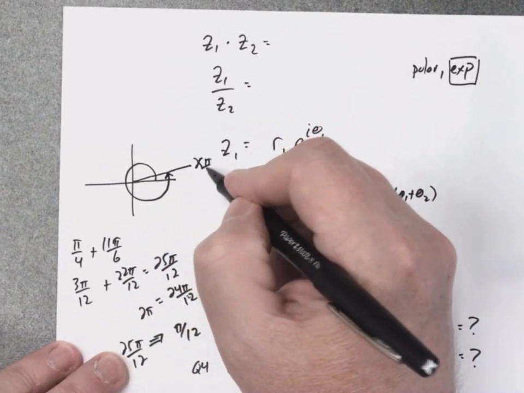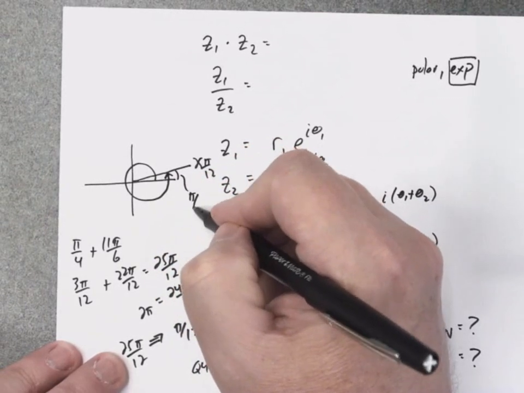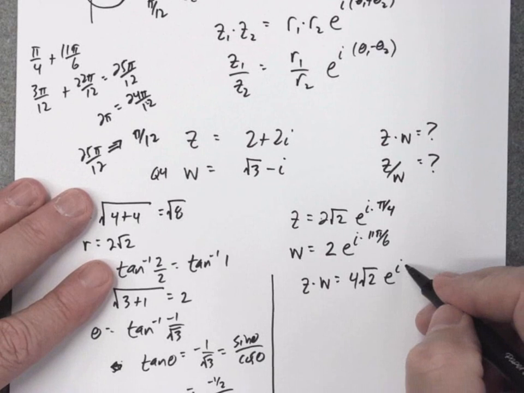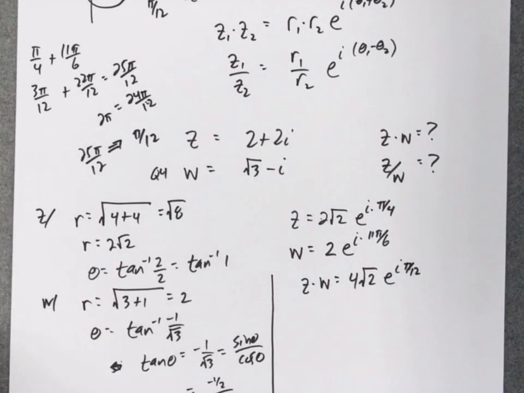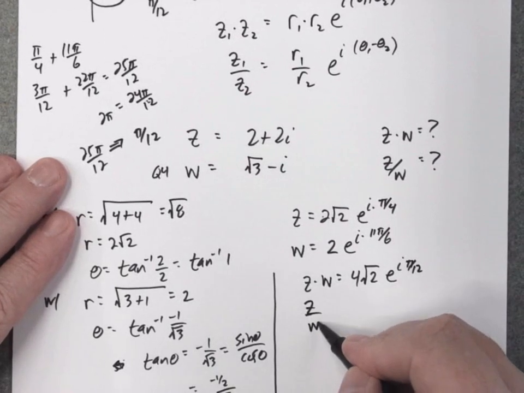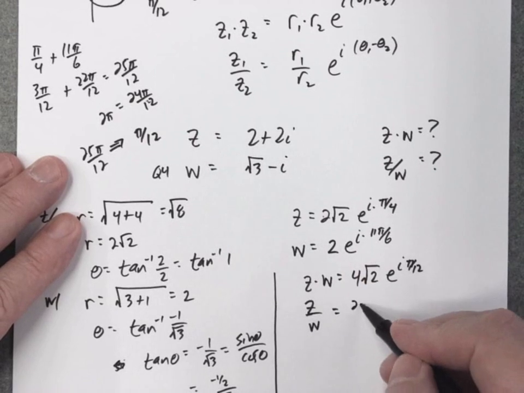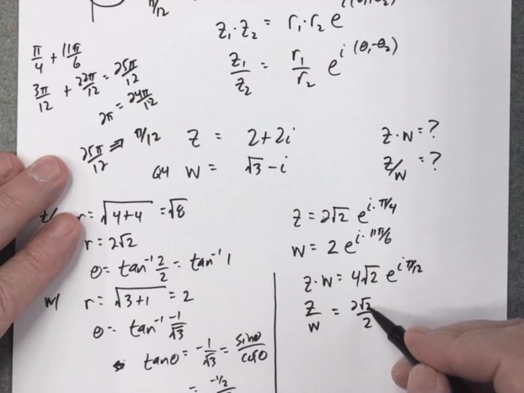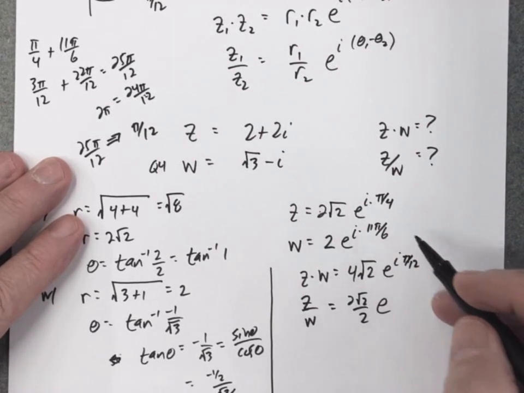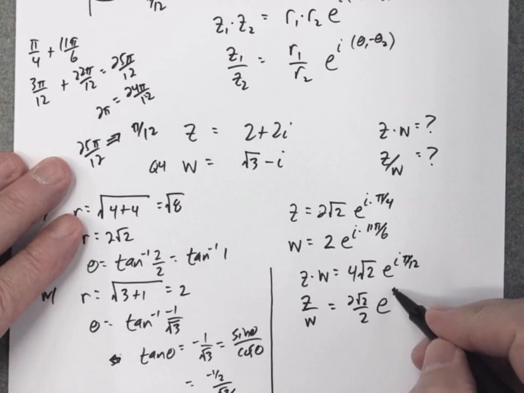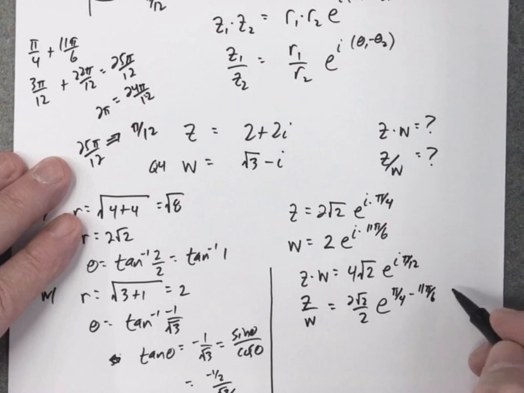This is 25 pi over 12. We need to find this angle here. That angle there is pi over 12. So actually, in the answer, you want pi over 12. Now, to divide them, 2 square root of 2 over 2, that's going to cancel out to square root of 2. And then we're going to subtract. So now I'm going to subtract pi over 4 minus 11 pi over 6.